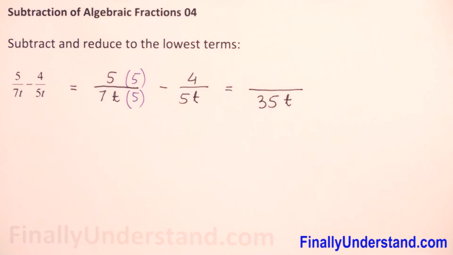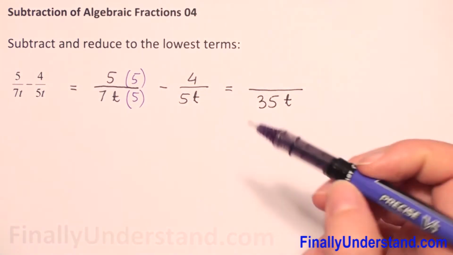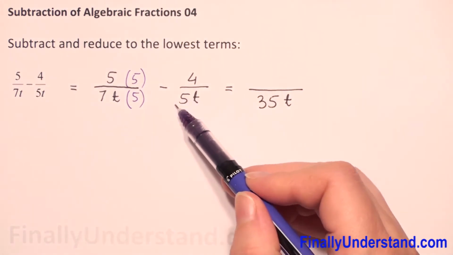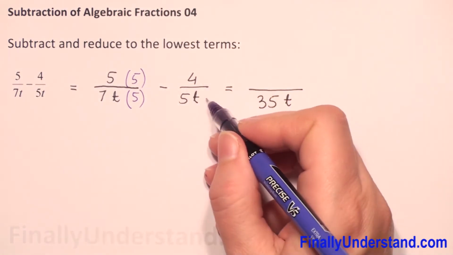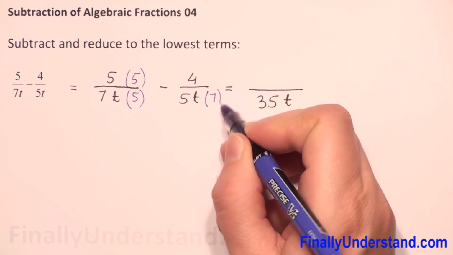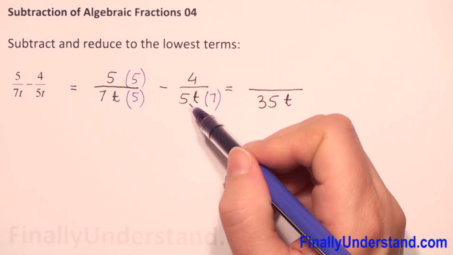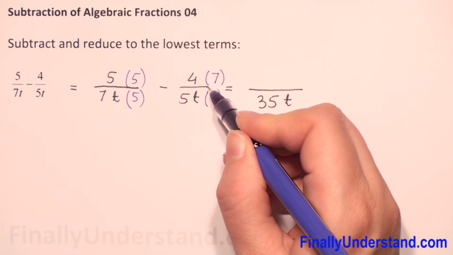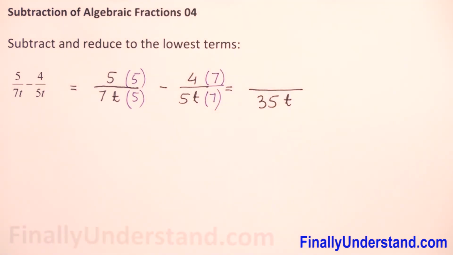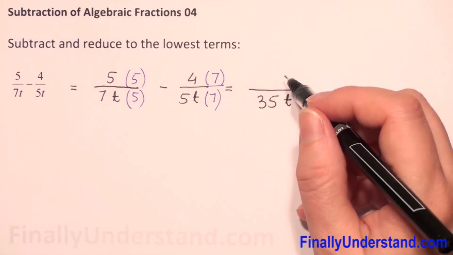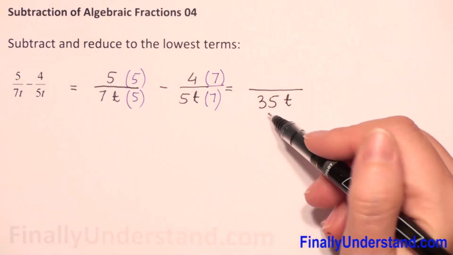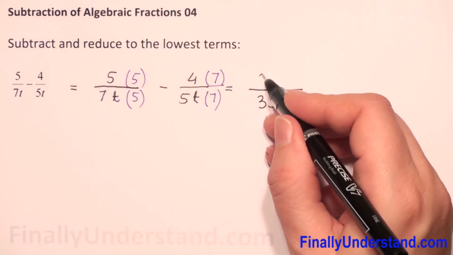And in the second denominator we have to have 35, so I have to multiply this 5 by 7 to get 35, and when I multiply this denominator by 7, I have to multiply the numerator by the same number I multiply the denominator by. So now we have 7 times 5 is 35, and t we copy. 5 times 5 is 25.